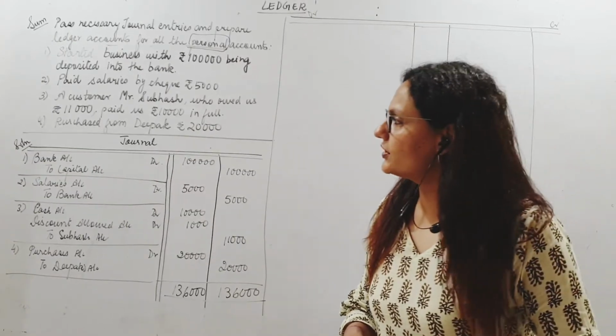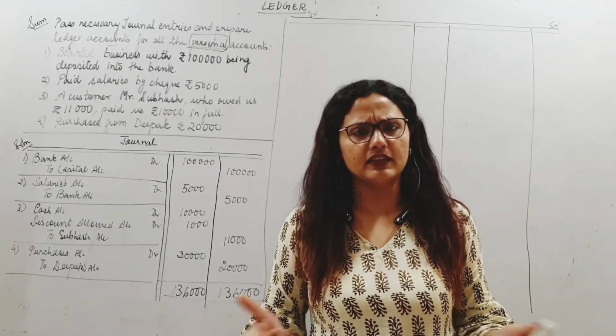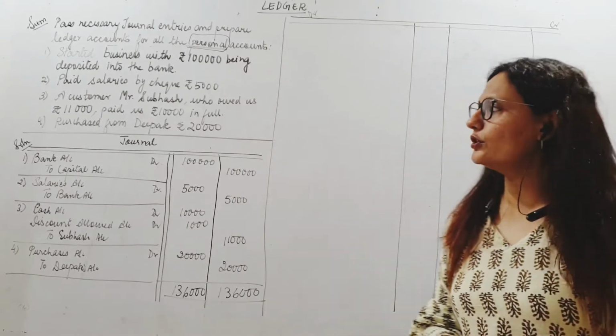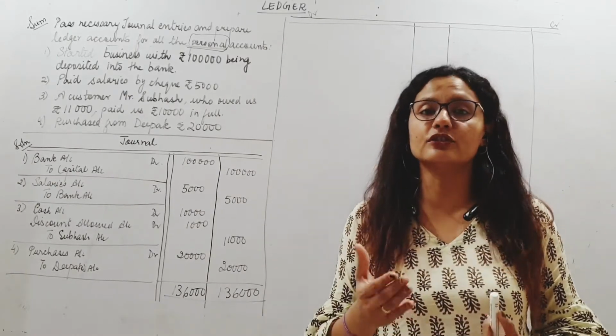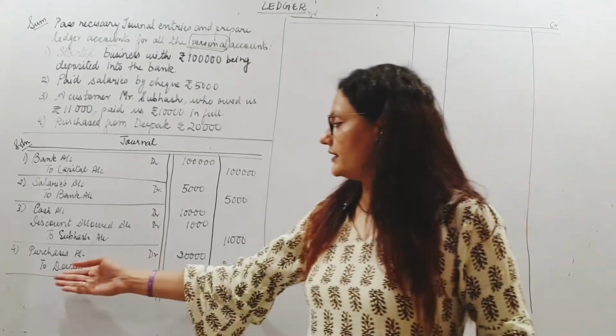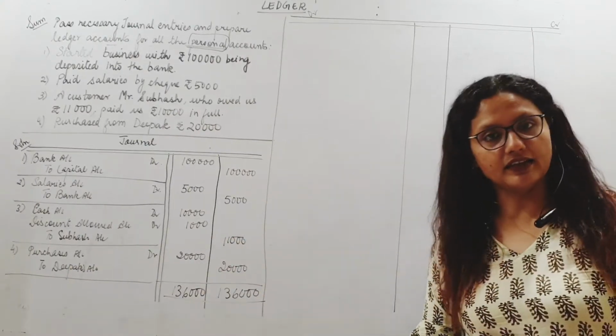Last one. Purchase from Deepak 20,000. Of course, purchase what? Goods. Nothing is said. It's goods. So purchases account debit. It's an expense to you. And Mr. Deepak, who is now a liability because you owe him 20,000. So he is a creditor to you. So please credit Deepak's account with 20,000. Total it up, your journal is done.